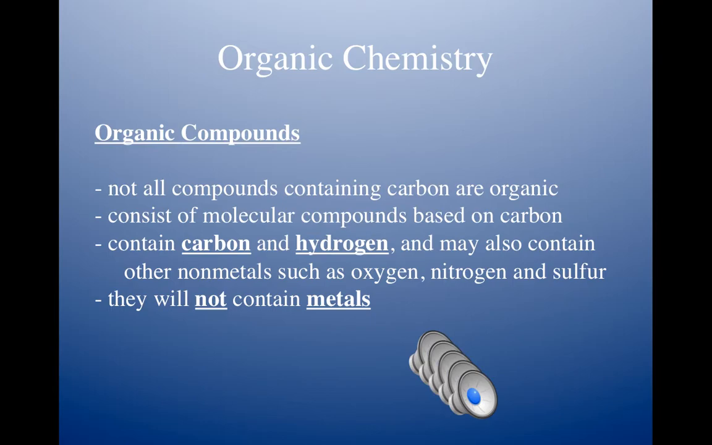So it turns out that not all compounds that contain carbon are organic. The definition of an organic compound is it contains both carbon and hydrogen. So carbon dioxide, for example, will not be organic. Now, they can contain other elements as well, but they at a minimum have to have carbon and hydrogen, and they will not contain metals.